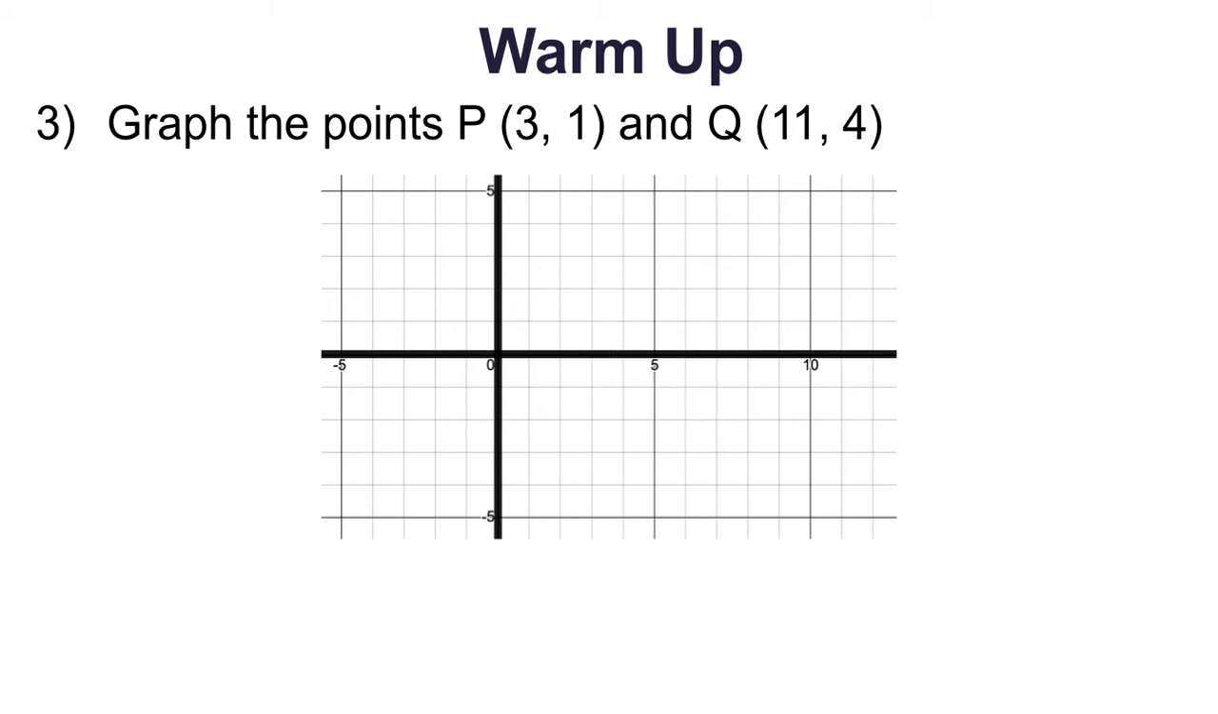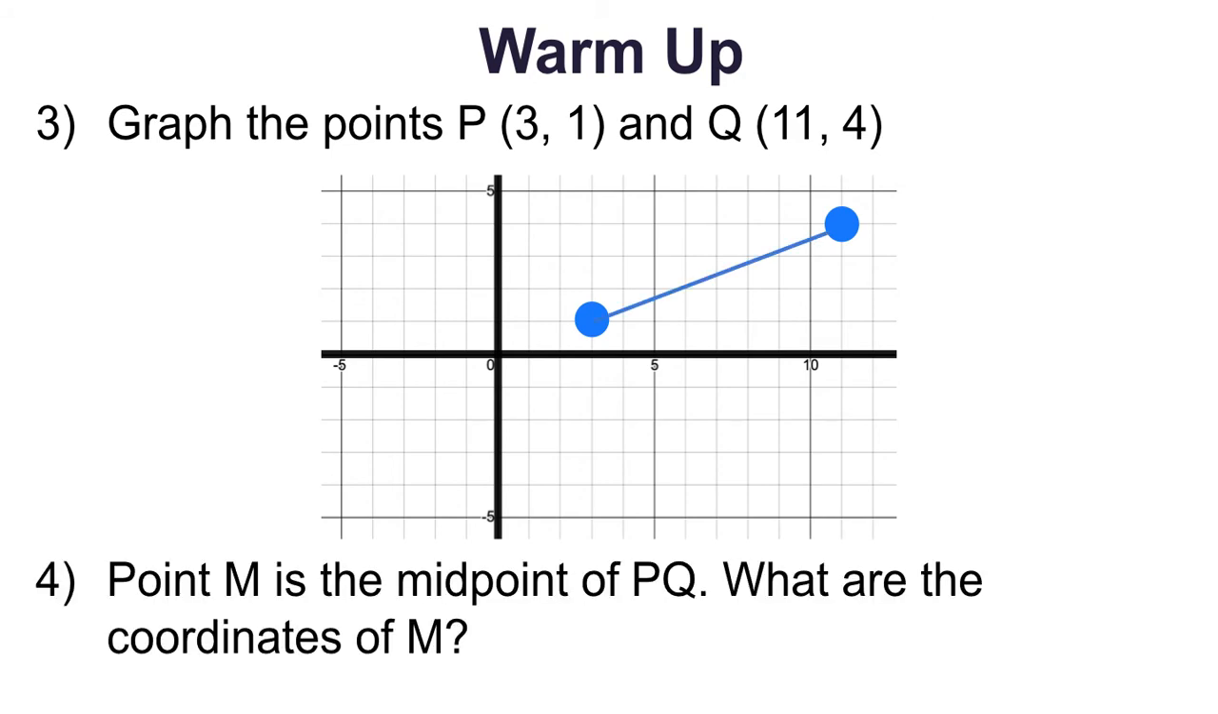I'm going to go ahead and graph number 3 now. So here's point 3, 1, and here's point 11, 4. I'm going to try to find the midpoint again. Now, you might notice that I am using the same numbers from before for the x coordinates, 3 and 11. So we already did 3 plus 11 divided by 2. So 14 divided by 2 is 7.